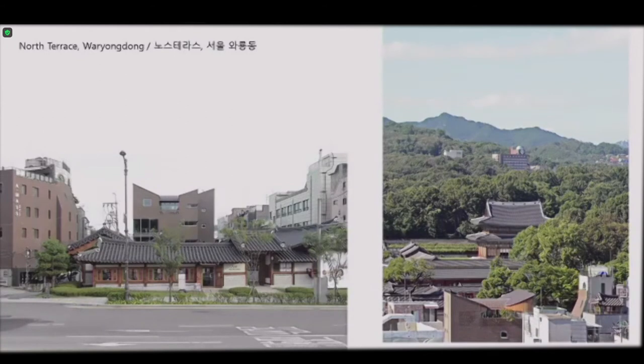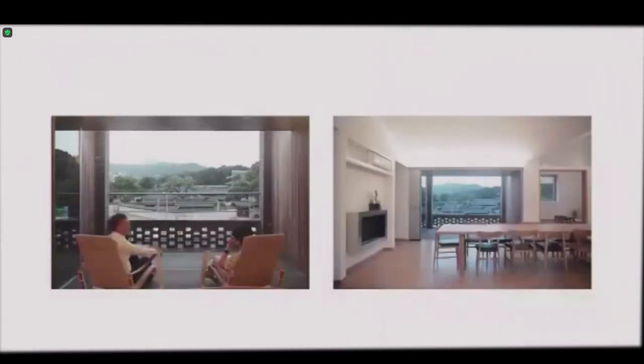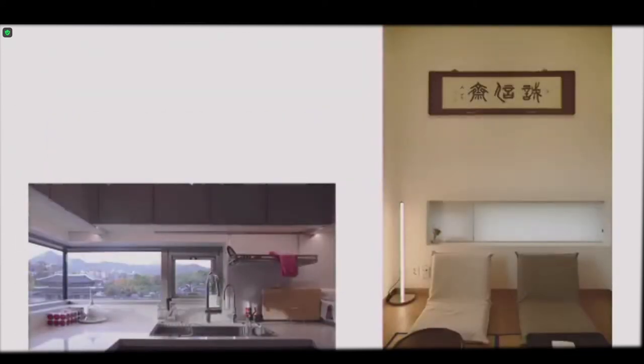This is another building. It's a contemporary design, which literally faces the entrance of the Changdeok Palace. It's called North Terrace. It's in Waryongdong. And the building is owned by one of my friends and his wife. The way we designed the building is based on this idea of spatial flexibility. One part of the wall can be completely opened and closed. So when you completely open the wall, you have this beautiful panoramic view of the Changdeok Palace. But if you close it, then you get a very different interior view of the house. And even from the kitchen, you can see the main entrance building of the Changdeok Palace.